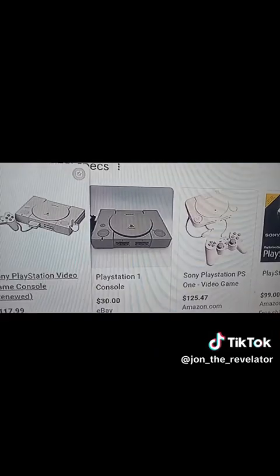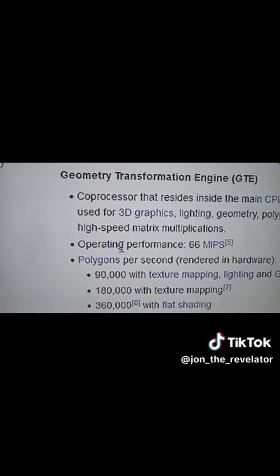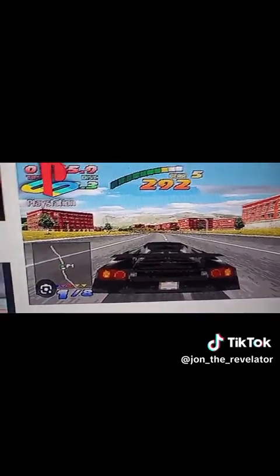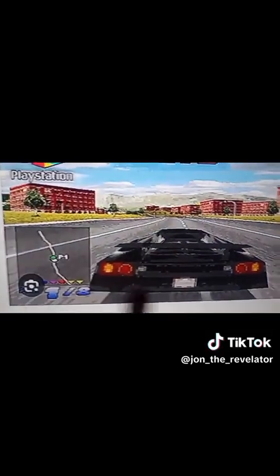I mean, remember the original PlayStation? It did 90,000 polygons per second with texture mapping, lighting, Gouraud shading, 180,000, which is half of 360,000 with flat shading, three-dimensional. And these were badass graphics back in the day, but remember how grainy it was? And how boxy, real pointy here?